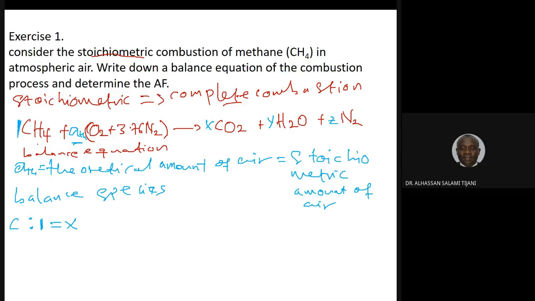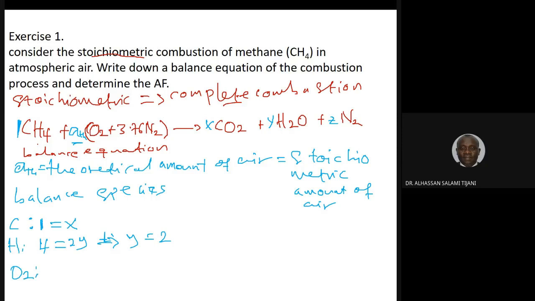And similarly, we will balance the hydrogen. Hydrogen, we have 4 atoms of hydrogen. 4 equals Y times 2. This gives me 2Y. So it implies that Y equals 2. And next, we will balance the oxygen.